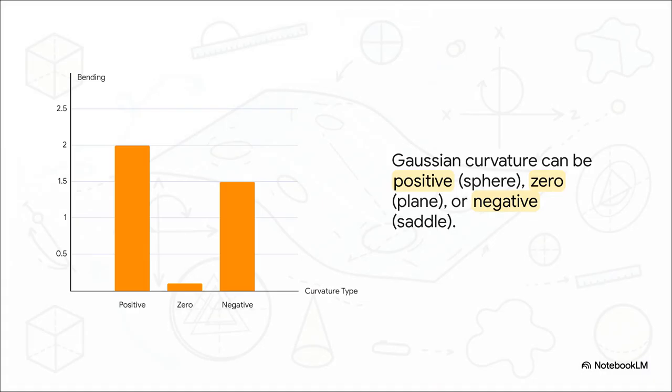So when our explorer takes this measurement, what do they find? Well, it basically comes in three flavors. If they get a positive number, their world is bending like a sphere. If they get 0, well, it's flat, just like a plane. A cylinder is interesting because you can unroll it to be flat, so it also has 0 curvature intrinsically. And if they get a negative number, they're on something like a saddle or a Pringle chip, where the surface curves one way in one direction and the opposite way in another.